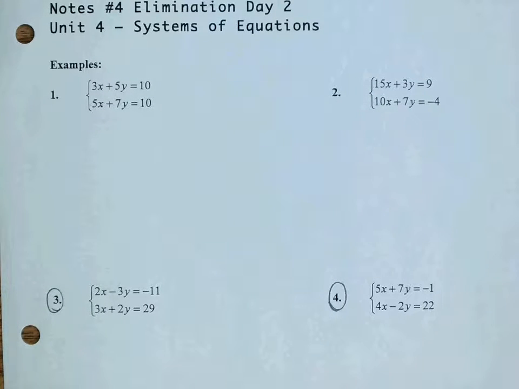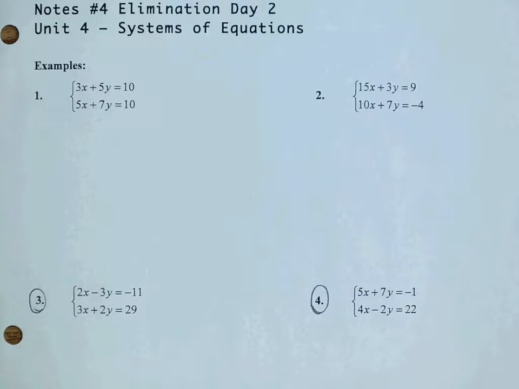Welcome back to day 2 of Elimination Method. I hope you like this method of solving systems. I do. I like adding them up and canceling out one of the variables. So today, this is our second day of it. What we have to do to create those opposites is just a little bit more challenging, okay?